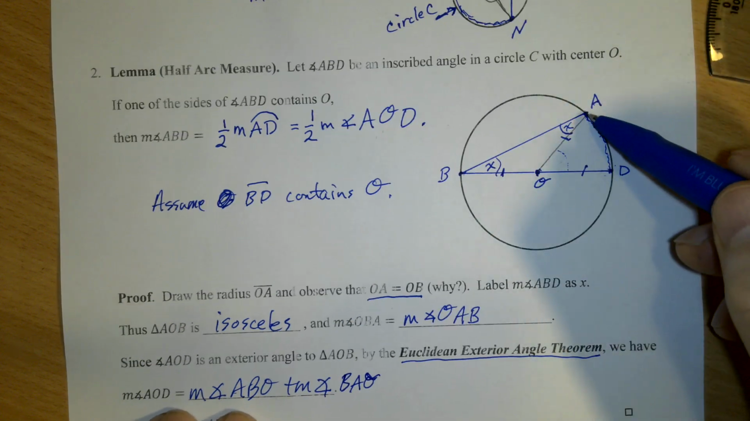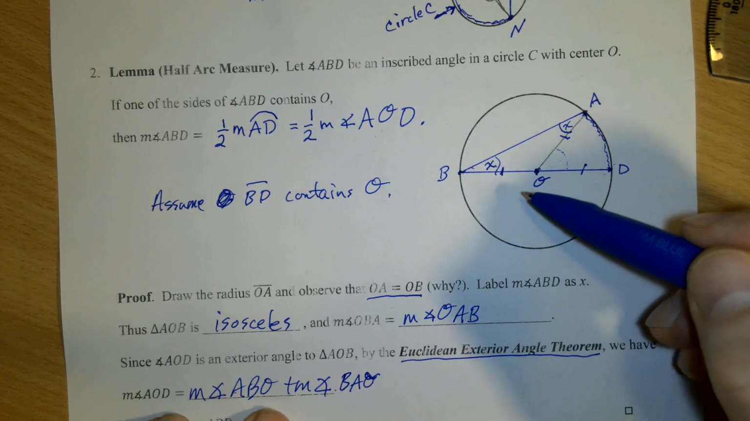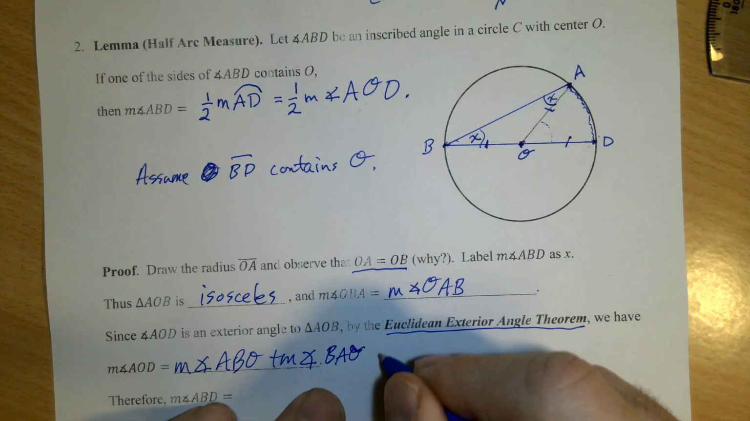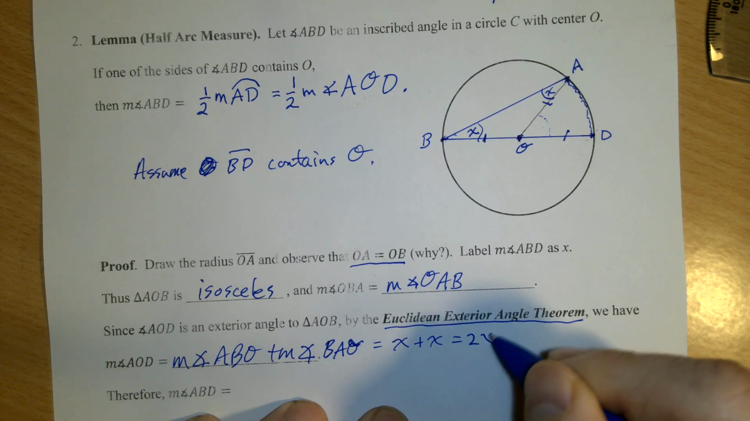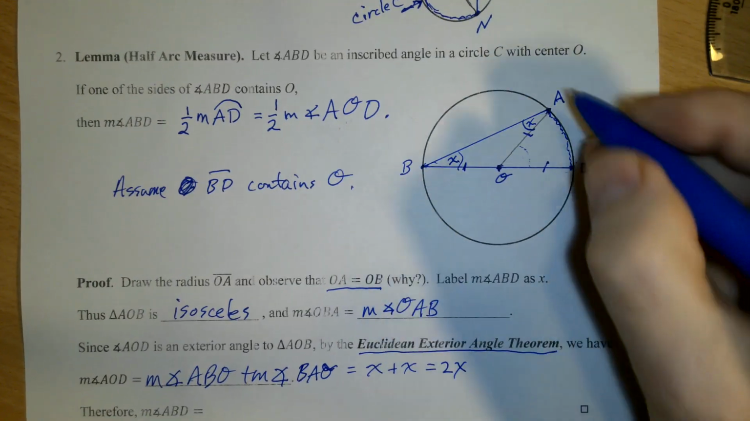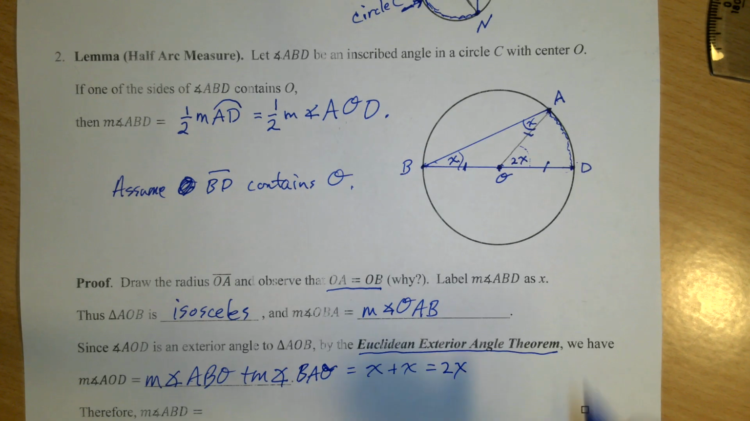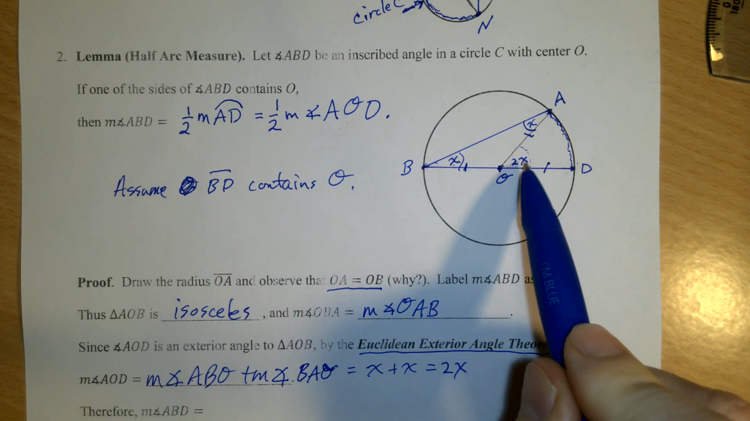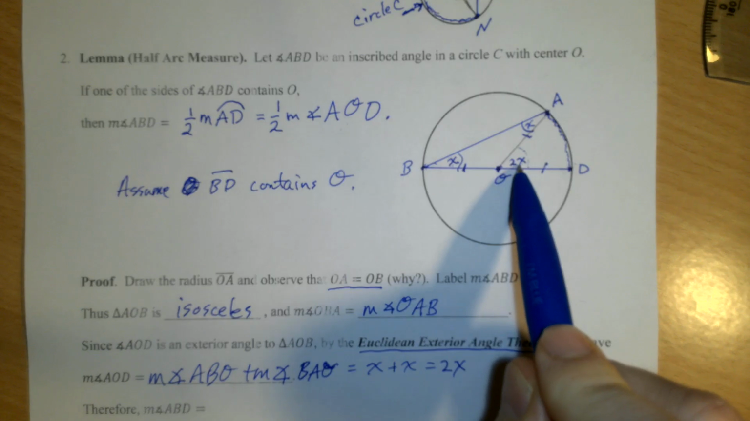Okay, let's see. The measure of angle ABO, that's this angle, plus the measure of angle BAO, which is that angle. Well, both of those angles have measure x. That's equal to x plus x, or in other words, 2x. So what does that tell us? Let's draw that in the picture here. That's 2x. So how do these two angles compare? This angle and this angle. Well, you can see this one's twice as big. Or in other words, this one is half the measure of this one.